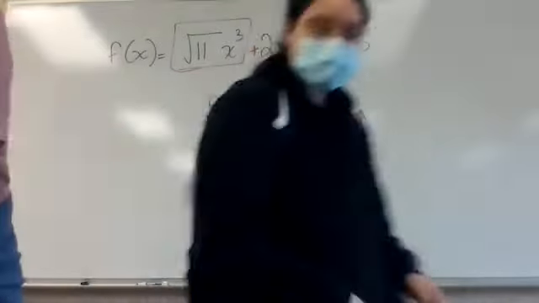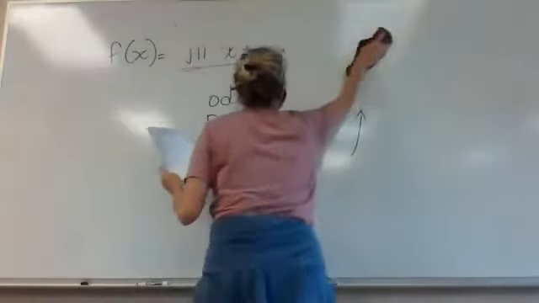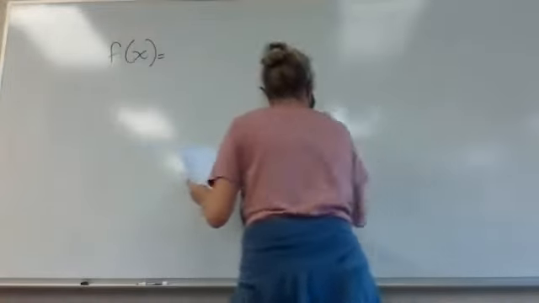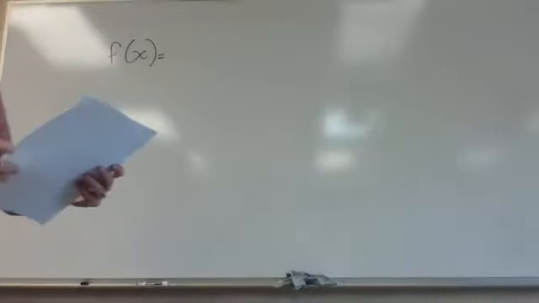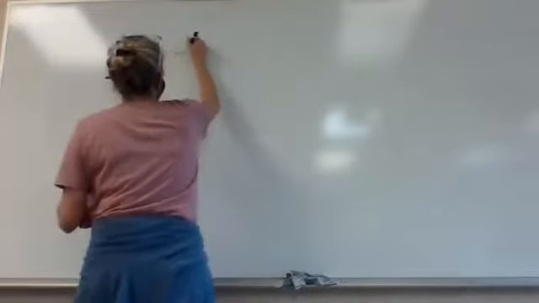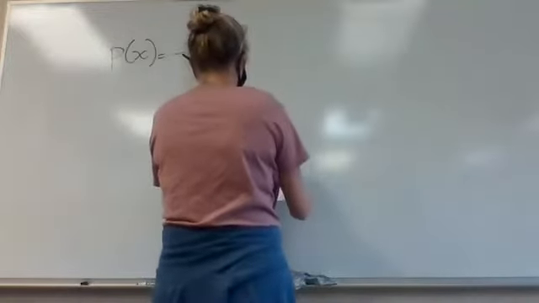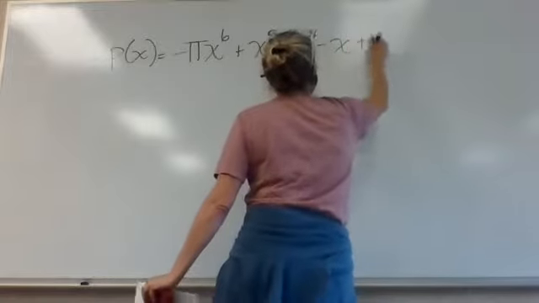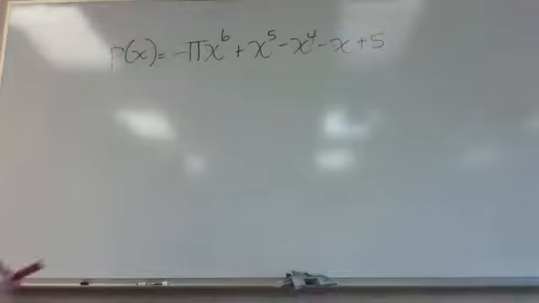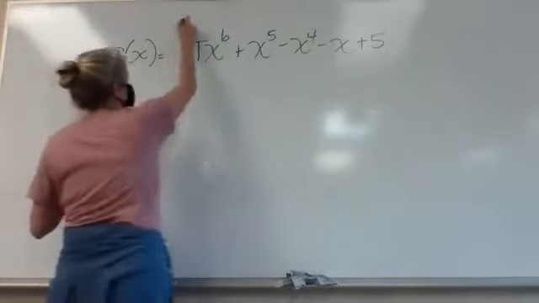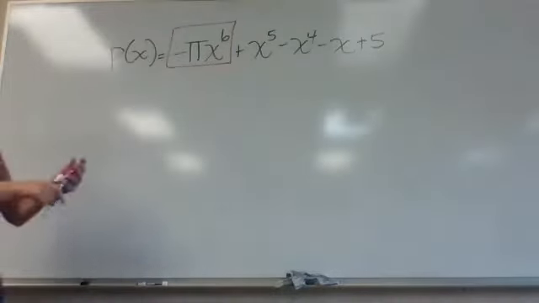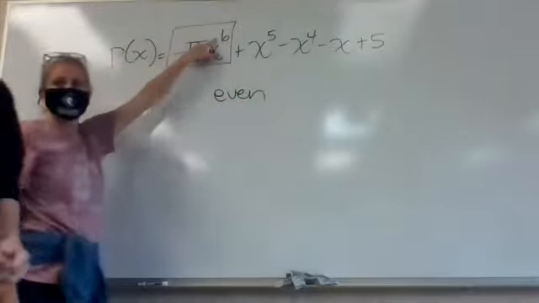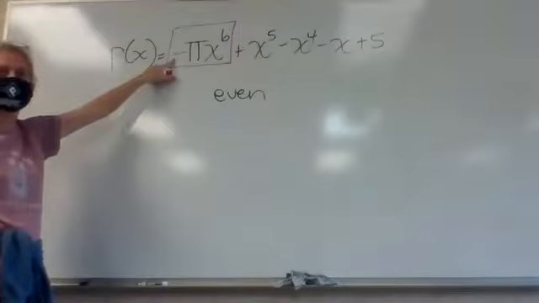Okay, number two. P of x equals negative pi x to the sixth plus x to the fifth minus x to the fourth minus x plus five. So again, looking for the leading term, the term with the highest exponent. And it is the one in the front this time. So here's what I'm using. That's what's going to give it its end behavior. Its exponent is an even number, and the sign of it this time is negative.